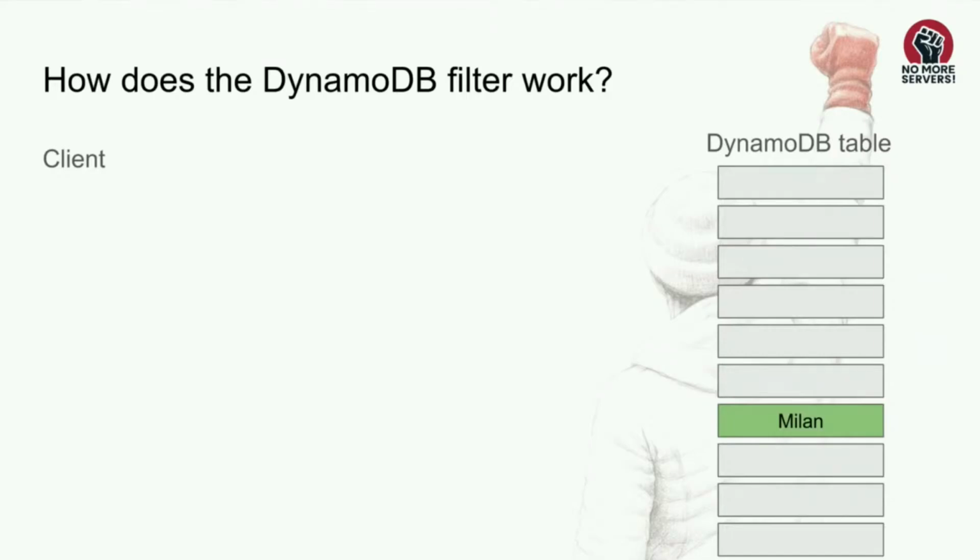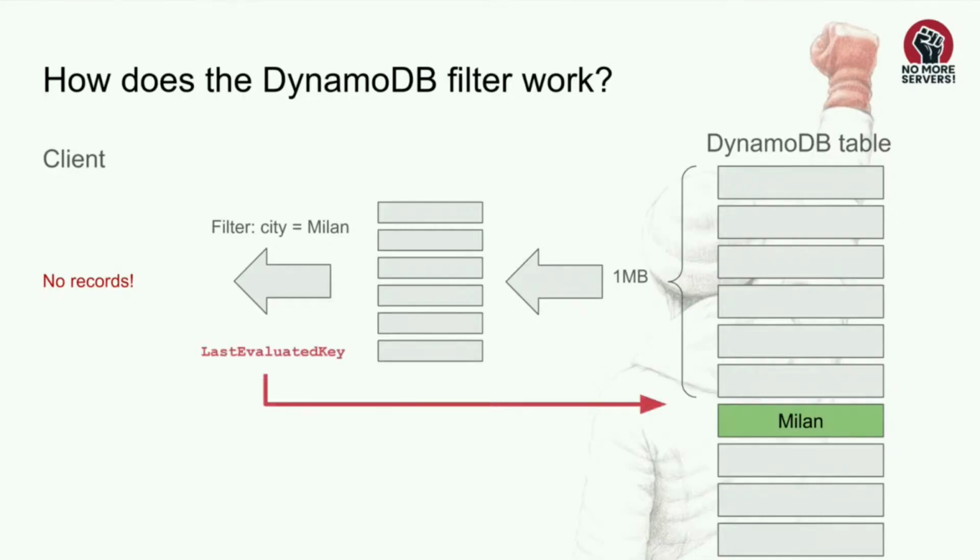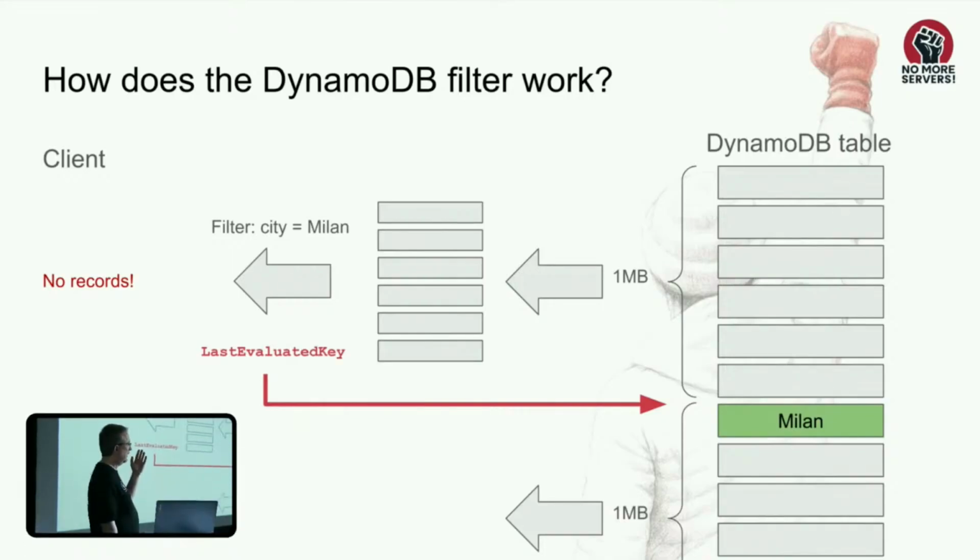You send a request to DynamoDB, and DynamoDB reads up to 1 megabyte of data, and then, and only then, applies a filter, and if no records match, you get no results. And that's it. And that is highly misleading. What you should do is take the last evaluated key that you received with the response and get another batch of results, and you continue to do so until you get all the data you need. But the first response with no results can be really misleading.